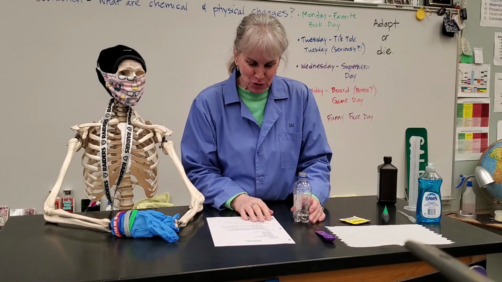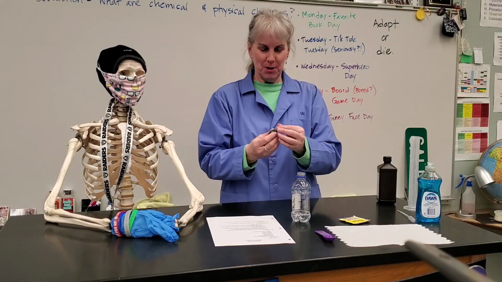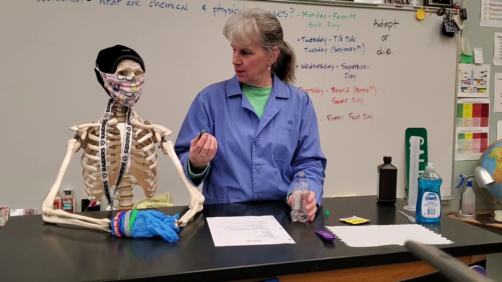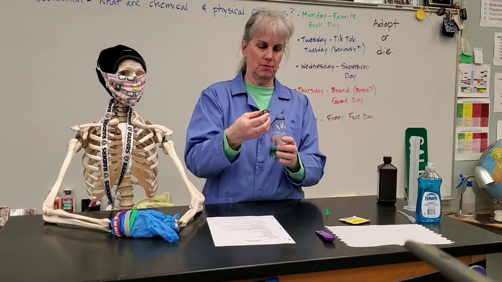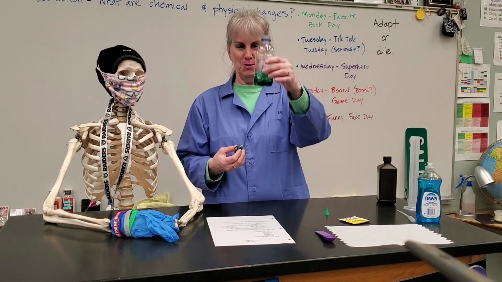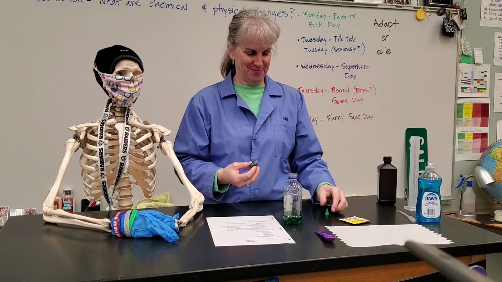Okay, put 2 drops of food coloring into the water bottle. What's your favorite color, Ross? Gilmore Green. Good answer. Okay, 2 drops. 1, 2. Ooh, that's pretty.